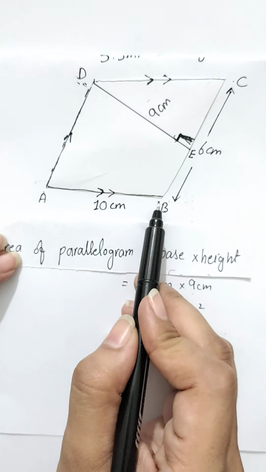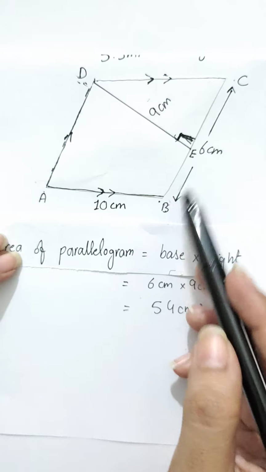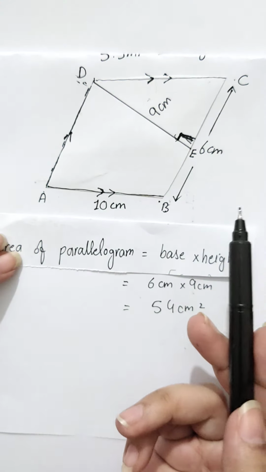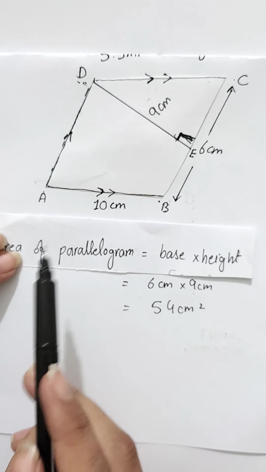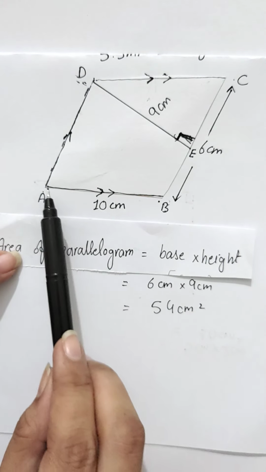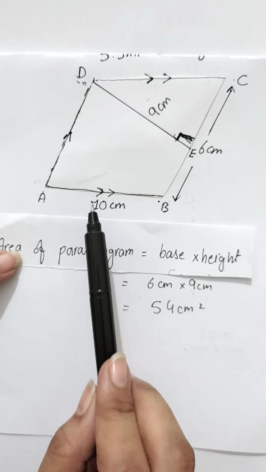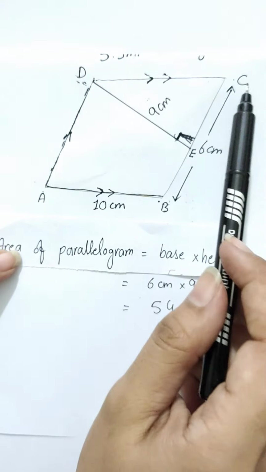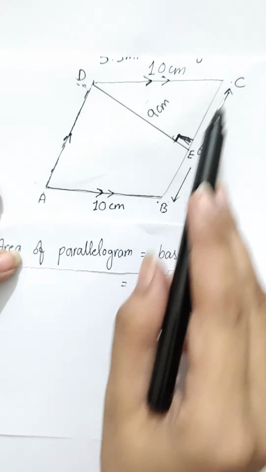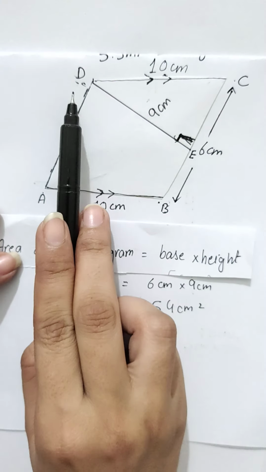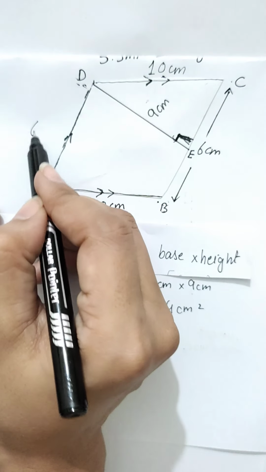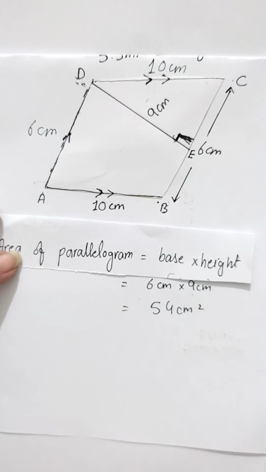From A to B the length is 10 centimeter, from B to C the length is 6 centimeter, from C to D the length is missing. But we know the property of the parallelogram: the opposite sides are equal in measurement. So what does it mean? The length of AB is equal to 10 centimeter and the opposite side is CD, so the length of CD is again 10 centimeter. And the length of BC is 6 centimeter, so the length of AD, which is opposite of BC, is also 6 centimeter. It is the property of the parallelogram.